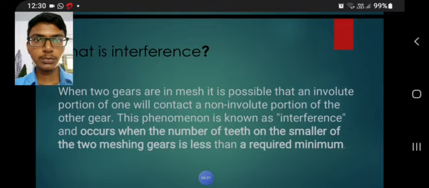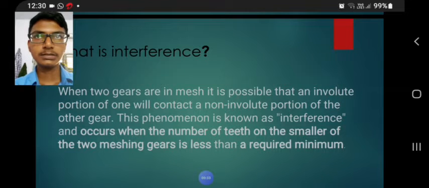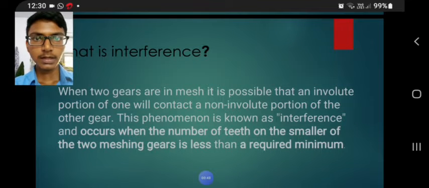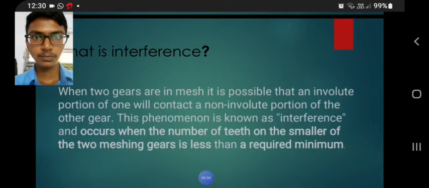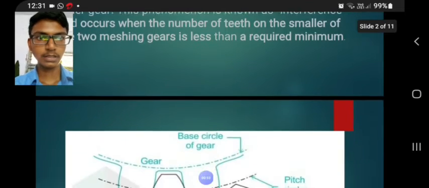Interference: when two meshing gears rotate relative to each other, the teeth of one gear will be in contact with the teeth of the other gear, and slip will happen. Slip is a frictional contact between two teeth, and due to this slipping, the speed of the gear will be reduced. That effect is known as interference. Okay, we are moving to the next slide.